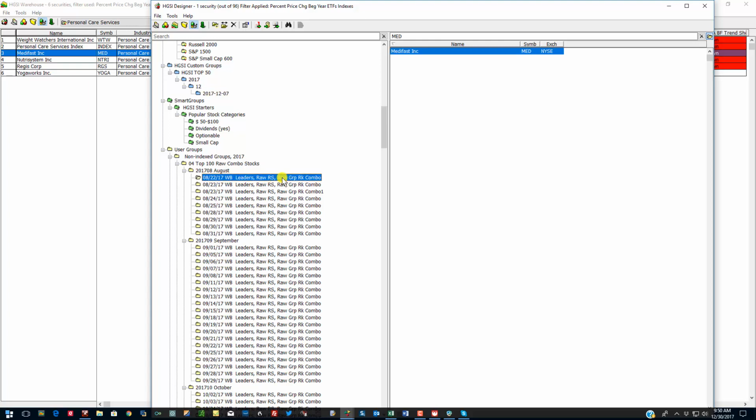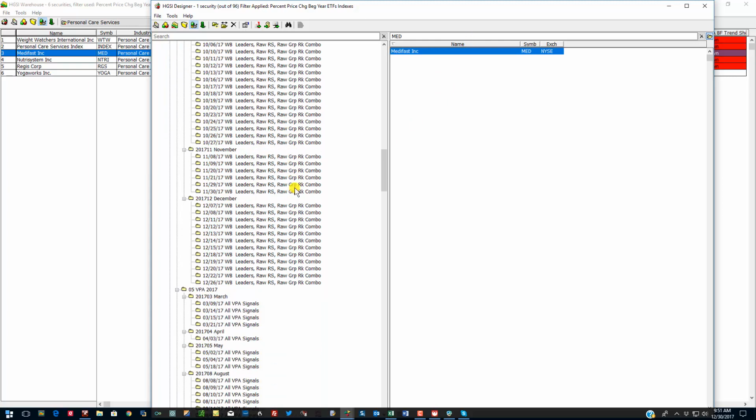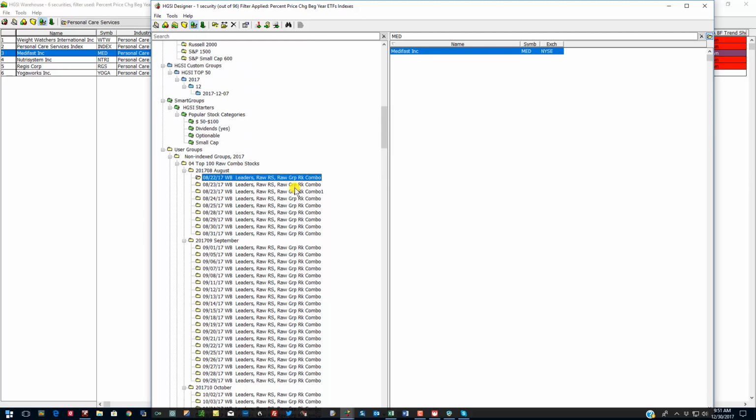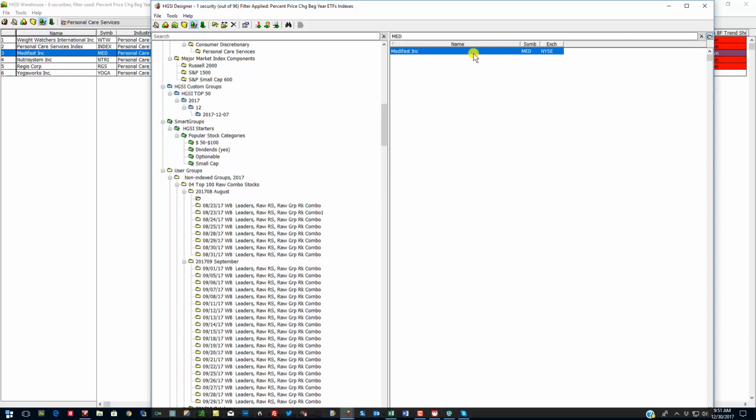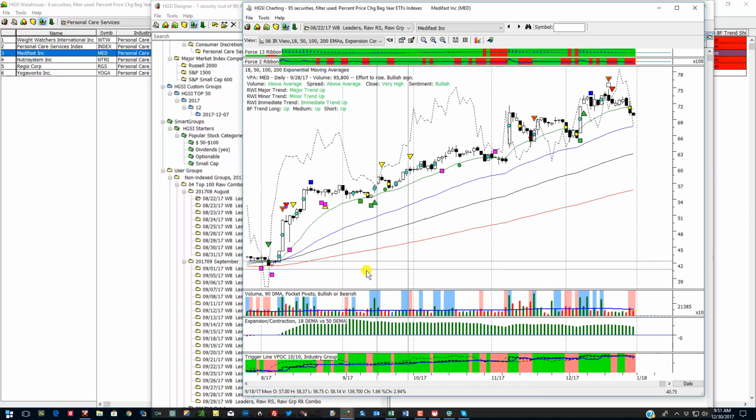But if you look at these other groups, and by the way, these are groups that I keep every day, or I update every day, I should say, for those who are members of the Insider Club. And you can see that it appeared in the top 100 raw combo stocks back on 8/22. So let's take a look at 8/22. I don't just look at the top 50. I look at these other groups that I keep also. So 8/22 for Medifast would be right there.